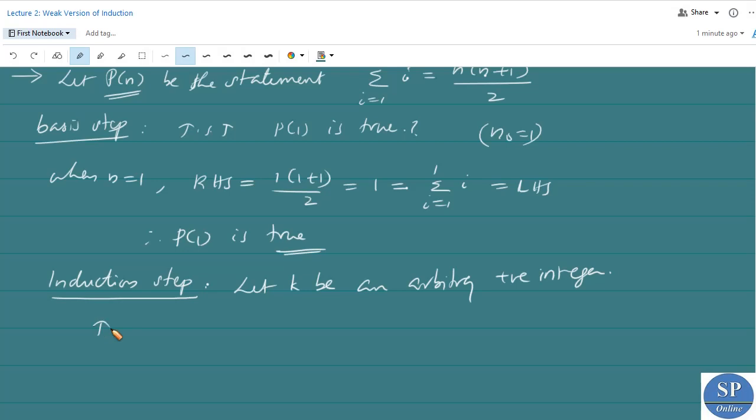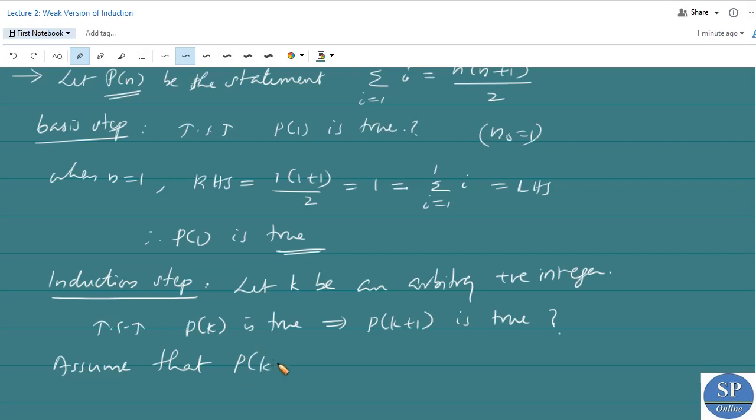Induction step is to show that P of k is true implies P of k plus 1 is true. That is the next step, or induction step. So for this we have to assume that P of k is true. So assume that P of k is true.